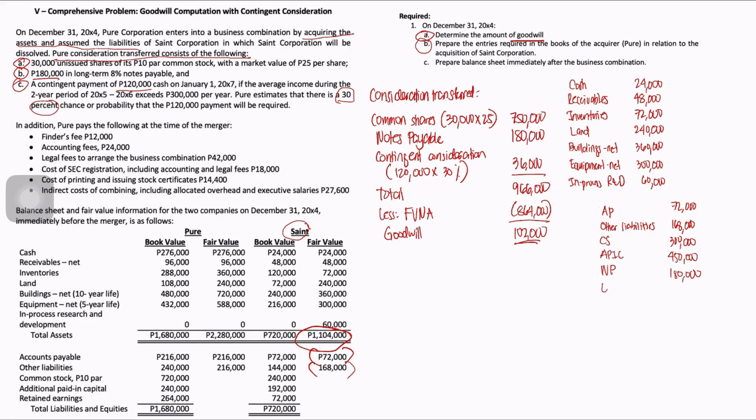And credit as well estimated liability on contingent consideration, 36,000 or 120,000 times 30%. Since the contingent consideration is payable in cash, we record it as a liability. However, if this had been payable in equity, we would have used APIC instead. Now, the balancing figure of this journal entry is debit goodwill, 102,000.